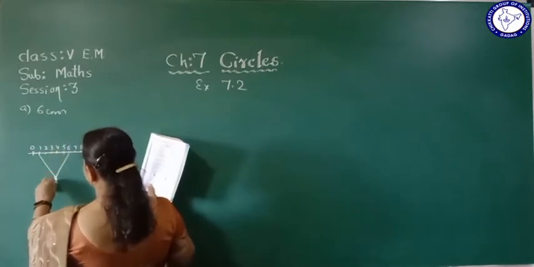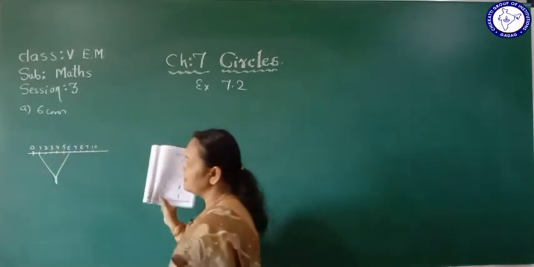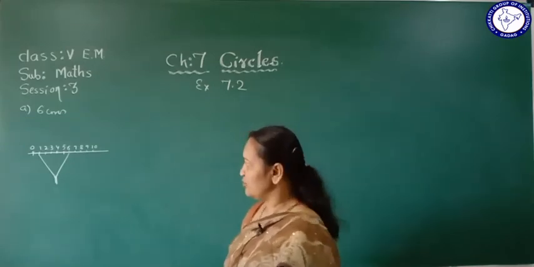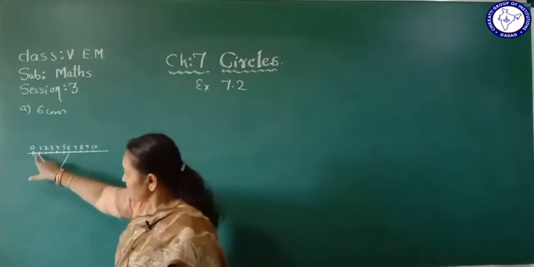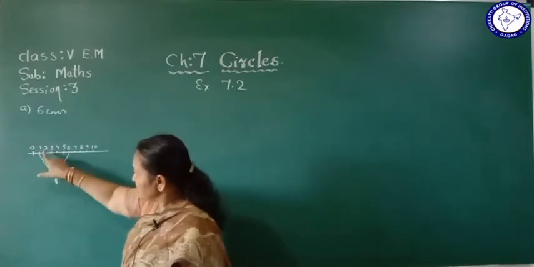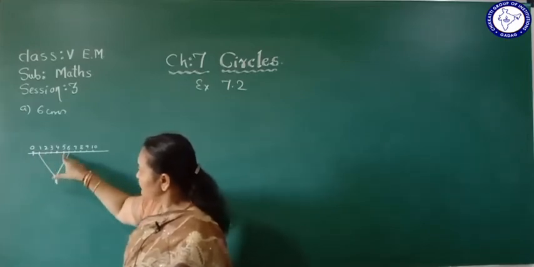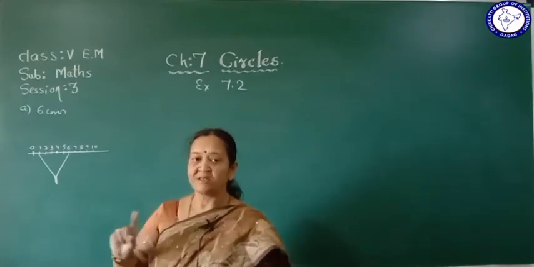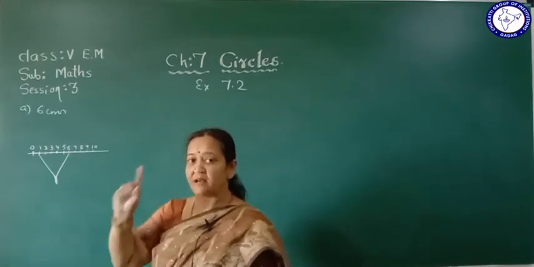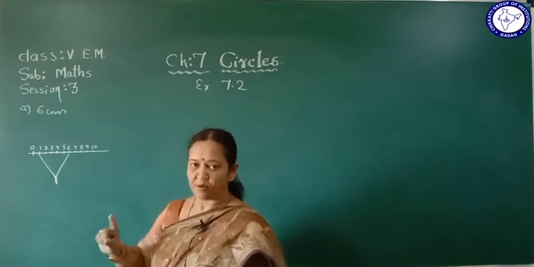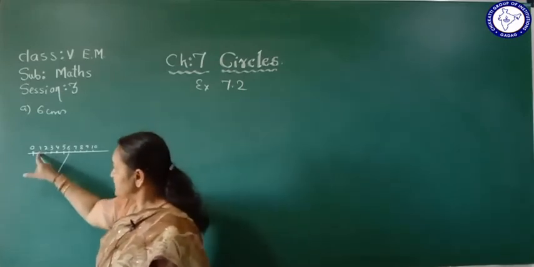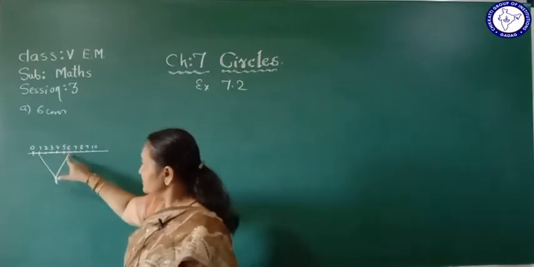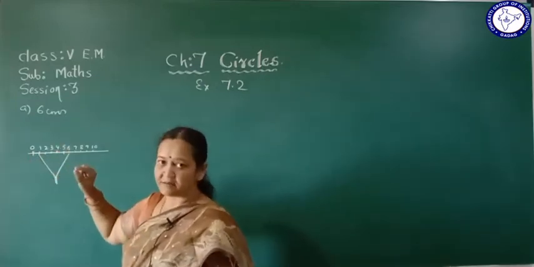Check here, this compass is kept on 1. So do you feel, is it correct? No. When you keep your pointed part on 1, then check here, it is 1, 2, 3, 4, 5. You are measuring only 5 centimeter and not 6. From 0 to 1, it is 1 centimeter. So you should not keep the compass on 1. Where you should keep? On 0. So from 0 to 6 is 6 centimeter.